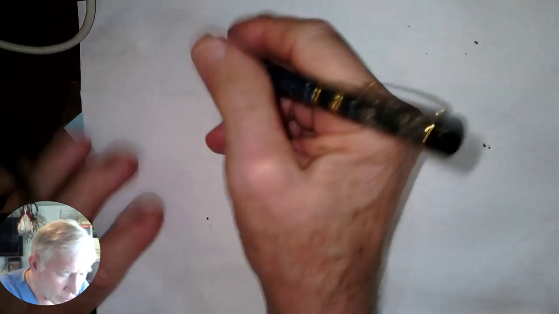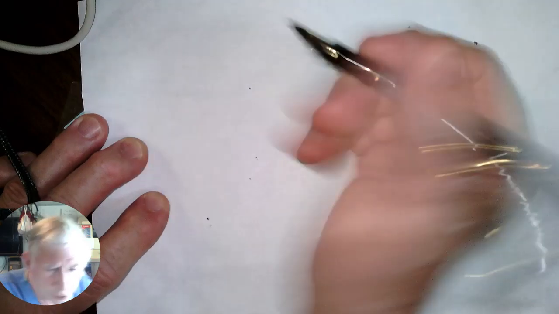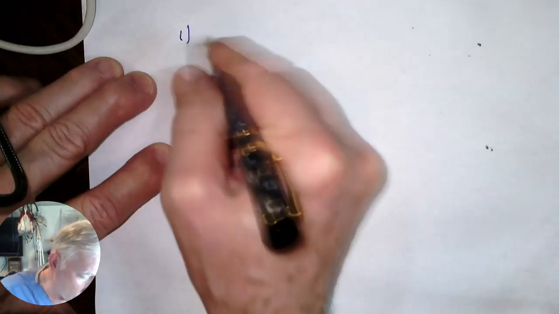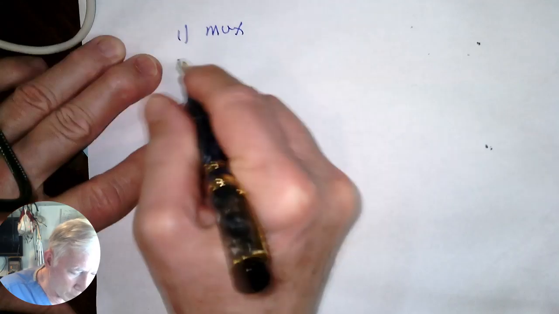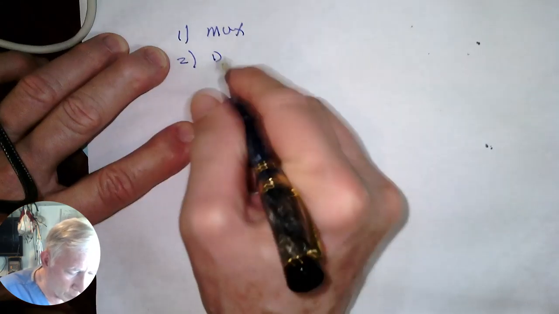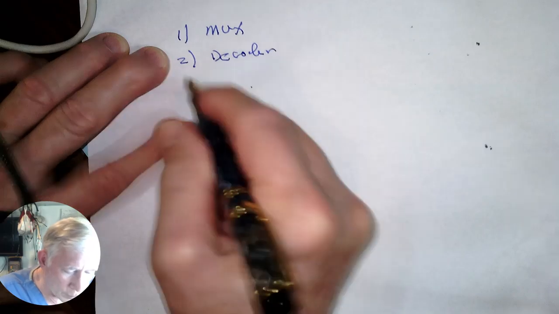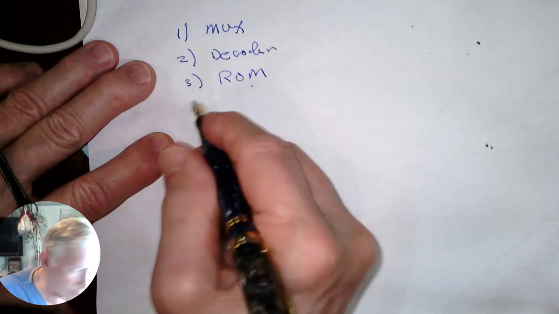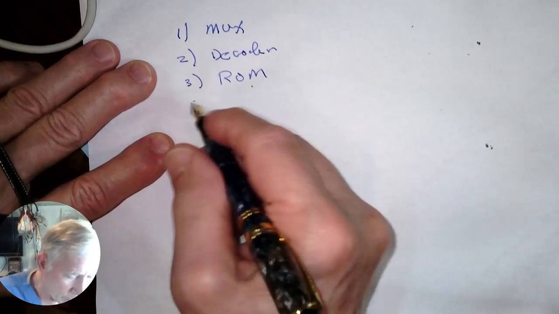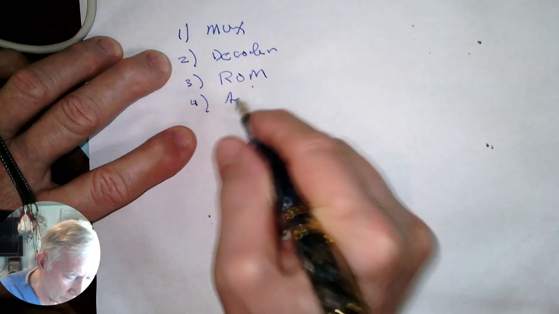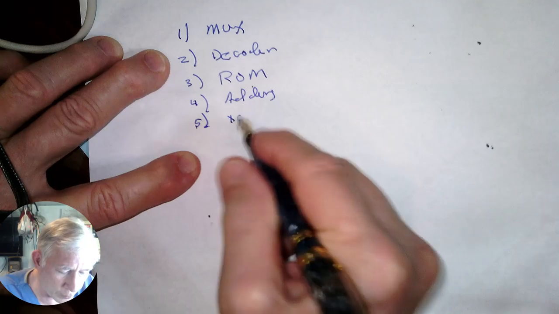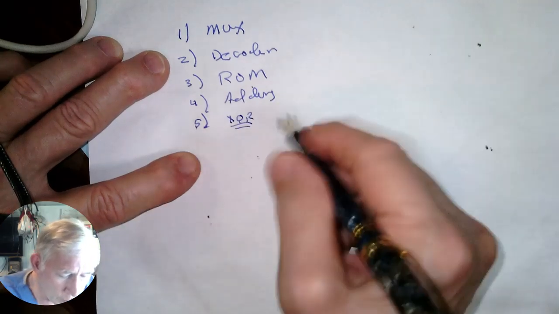First off, and I cover some of this in the video as well, we're going to cover multiplexers, we're going to cover decoders, we're going to cover ROMs, and I probably won't talk much about adders because the video covers that pretty well, but I'm going to mention it. And then finally, we'll talk a little bit more about exclusive OR gates. All right, let me start with the last one first.